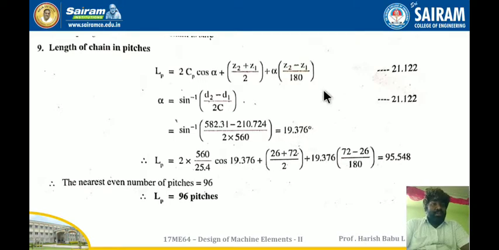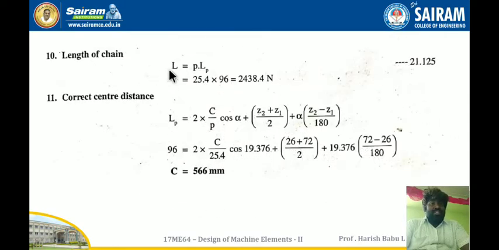So I'm going to substitute all the values in the above equation. I'm going to get the length of chain, that is LP, in terms of pitch as 96 pitches. So the length of the chain will be L is equal to P into LP, that is L is equal to 25.4 into 96. I'm going to get 2438.4 mm, that is in terms of mm.